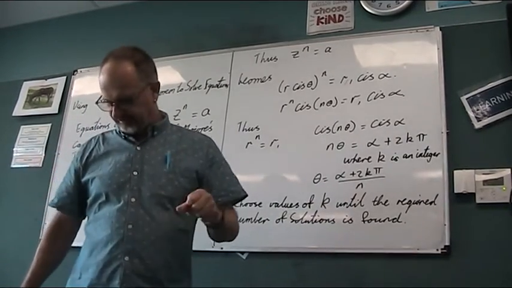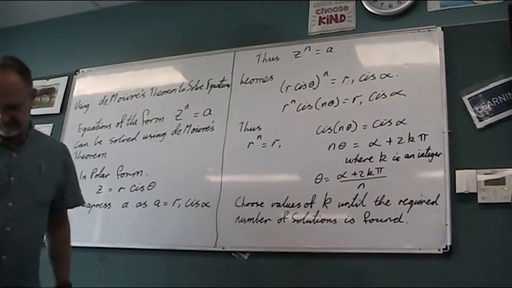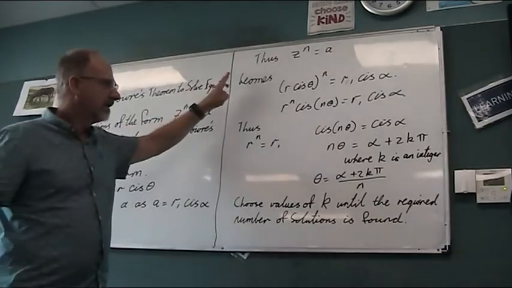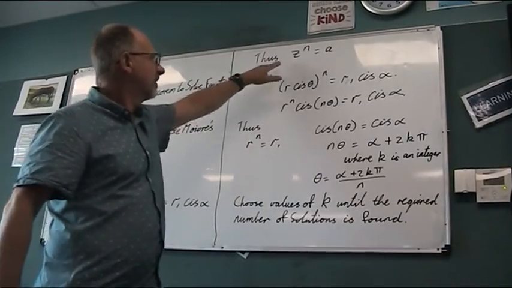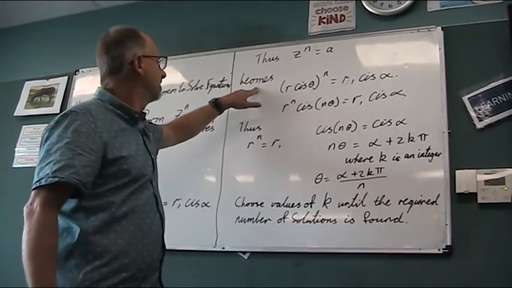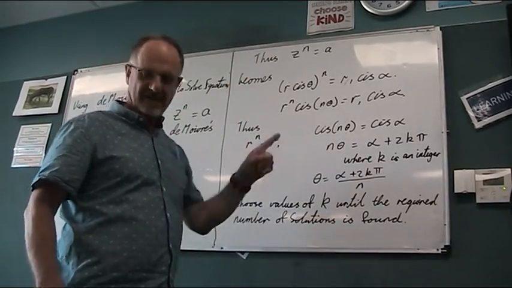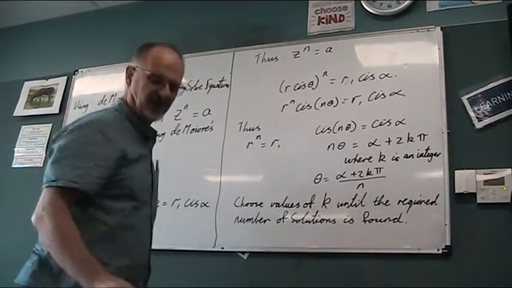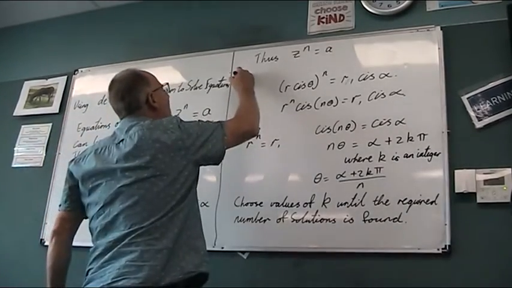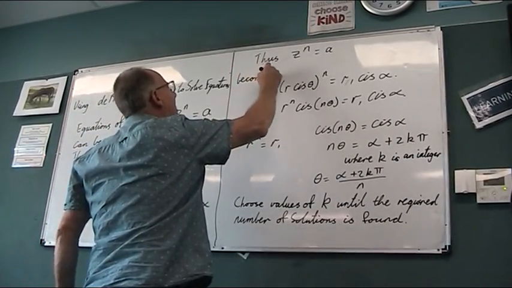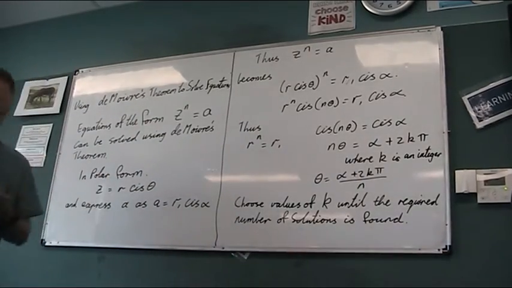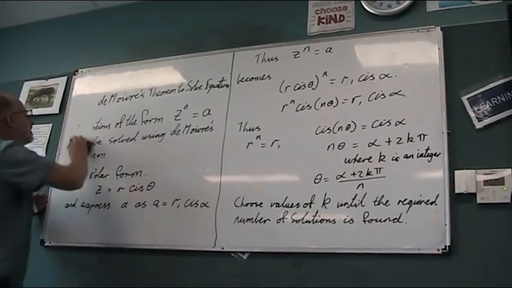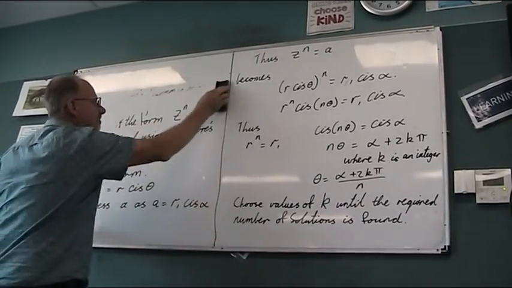Alright, so we'll have a look at this one. So z to the n equals a becomes, I've left the c out, Toby, can't spell. That's why I'm not an English teacher, Toby. Alright, so let's have a look at an example, or a few examples.